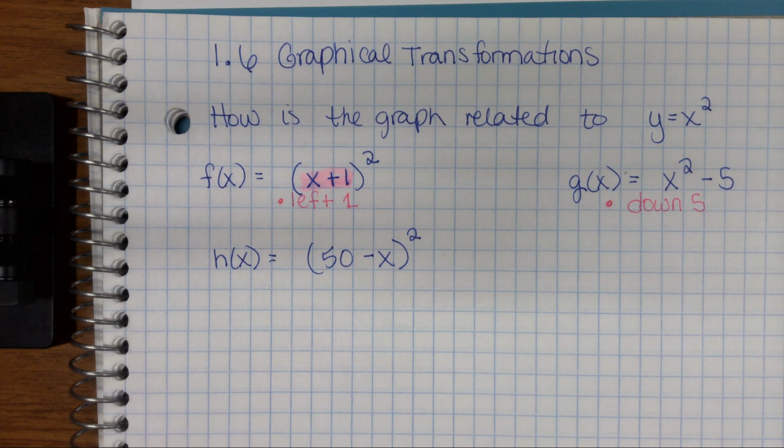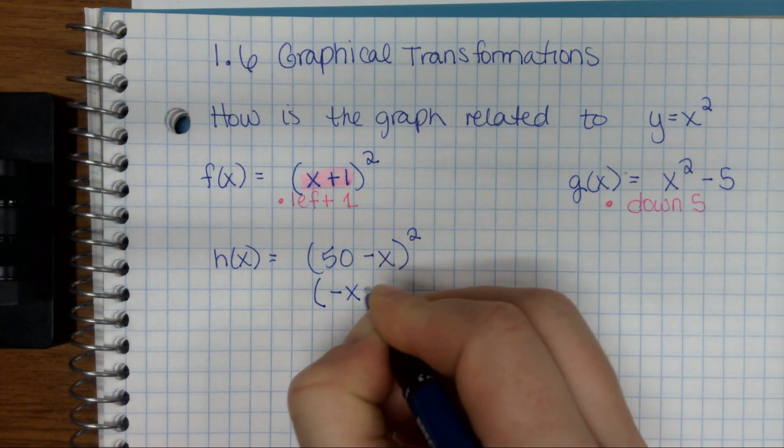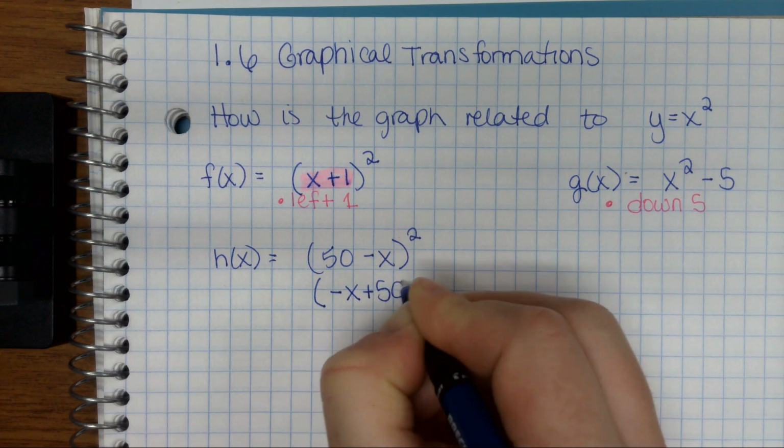Okay, now let's say you run across something like this. My suggestion is you don't leave it like this. Some of you are like, oh, I know it already, okay? My suggestion is you write the x term first. So isn't this the same as negative x plus 50 squared?